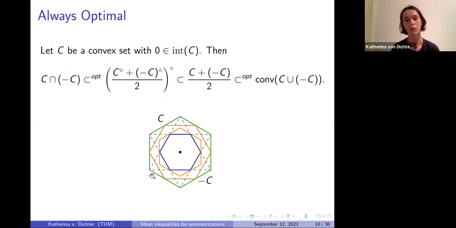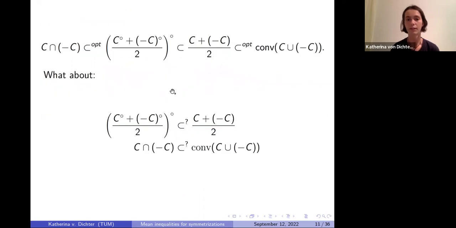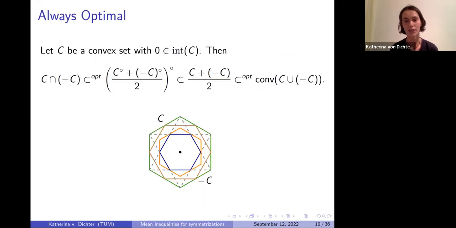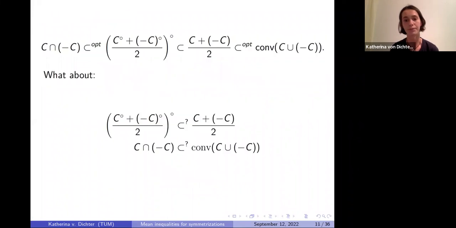Here is an example for the triangle, where you see again all these intersections. So the blue is the minimum, which is optimally contained in the orange, and the brown, which is the arithmetic mean, is optimally contained in the green, which is the convex hull. But what about the other inclusions? Are those optimal? Like you have seen on the picture before, probably that's not always the case. So for the triangle, you have seen here that the orange is not optimally contained in the brown one. So there is room for improvement.